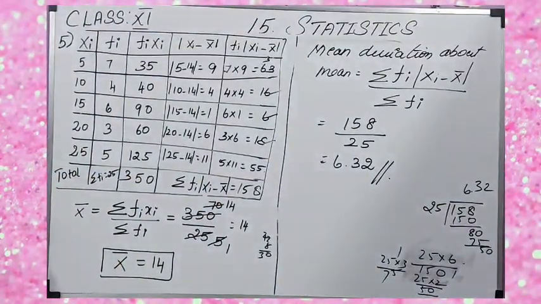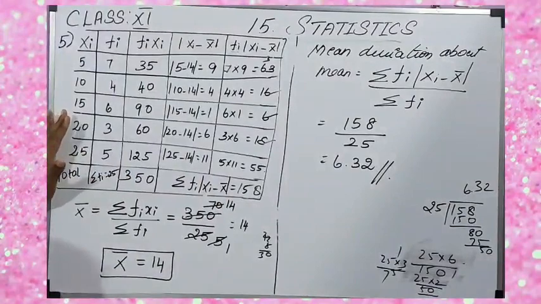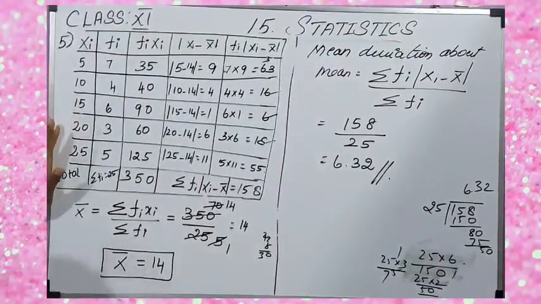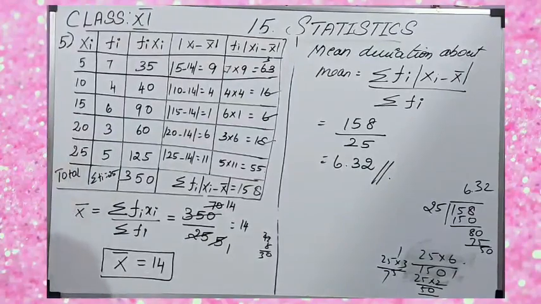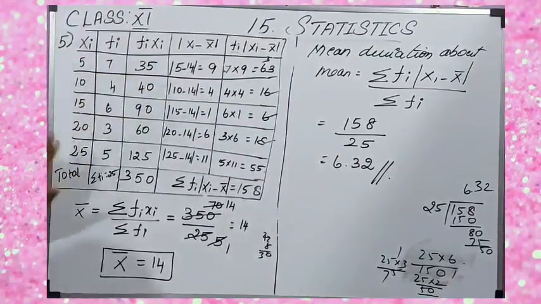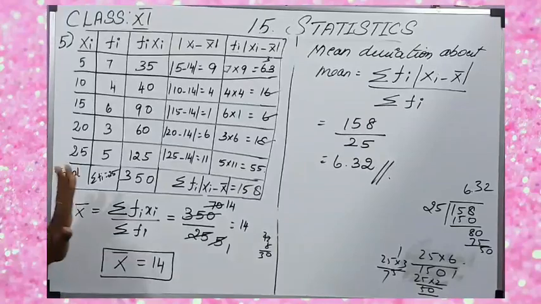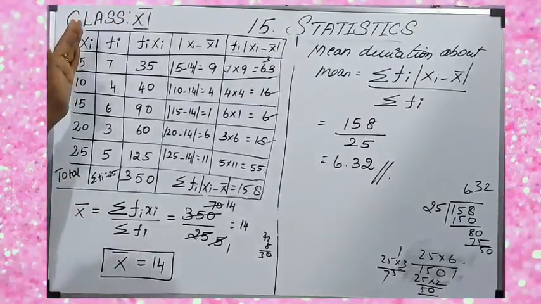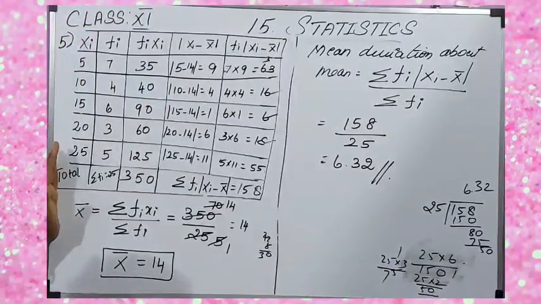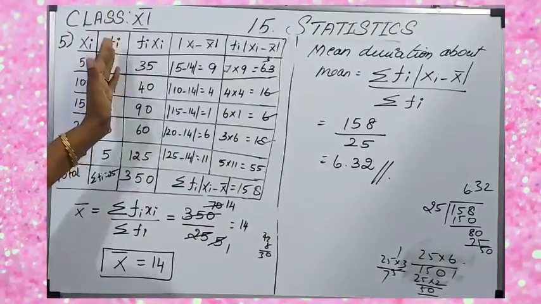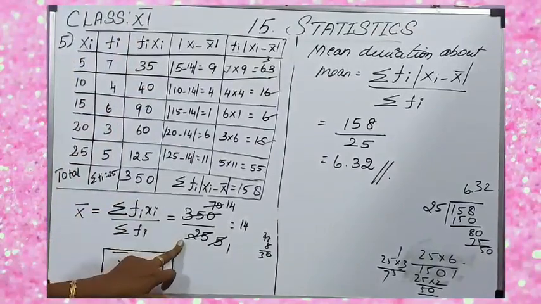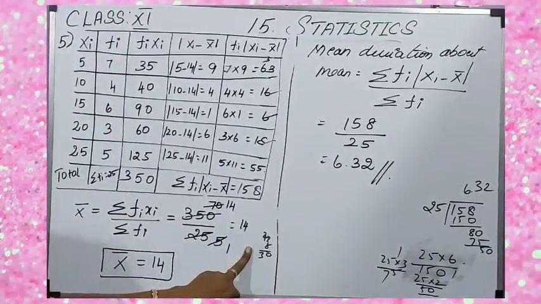I repeat here, mean deviation about mean is given where xi values and fi values, the class marks and frequencies, are given. You are going to find out fi xi, that is the mean x bar is equal to summation fi xi divided by summation fi, isn't it? So first you have to find the value of frequency and the summation fi xi, add the values. So you will be getting 350 divided by 25. Your x bar, arithmetic mean, is 14.